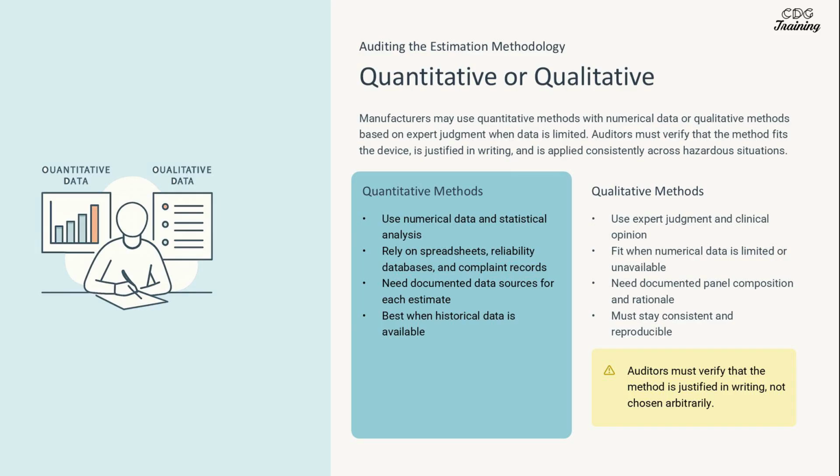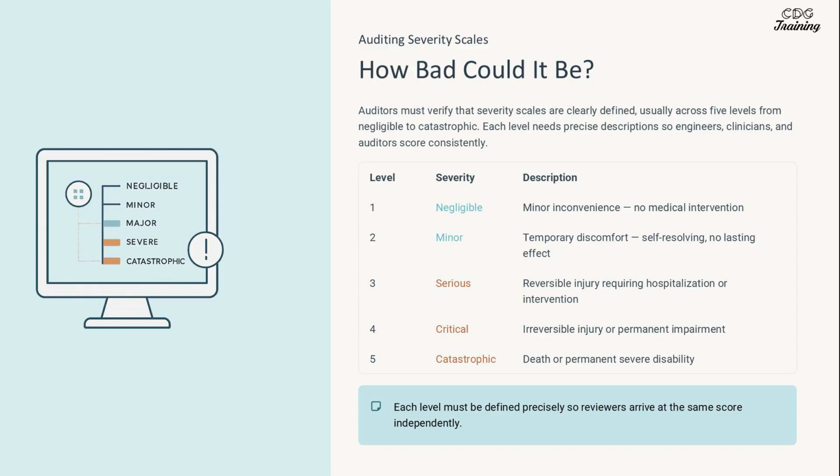Manufacturers may use numerical or qualitative methods for risk estimation. Auditors must ensure the method fits the device, is justified in writing, and applied consistently across hazardous situations. Severity scales must be clearly defined, usually across 5 levels from negligible to catastrophic. Each level needs precise descriptions to ensure consistent and independent scoring.